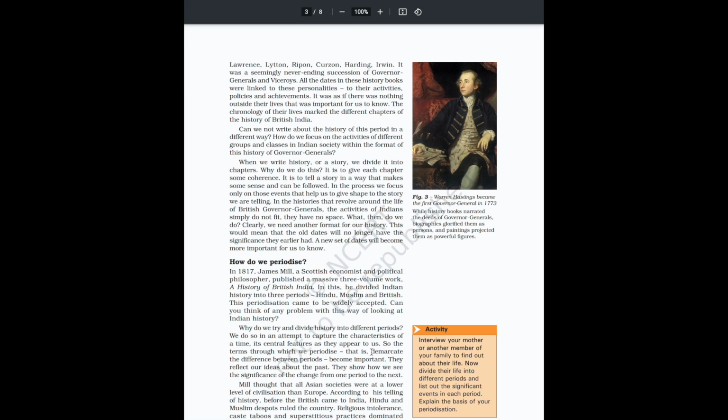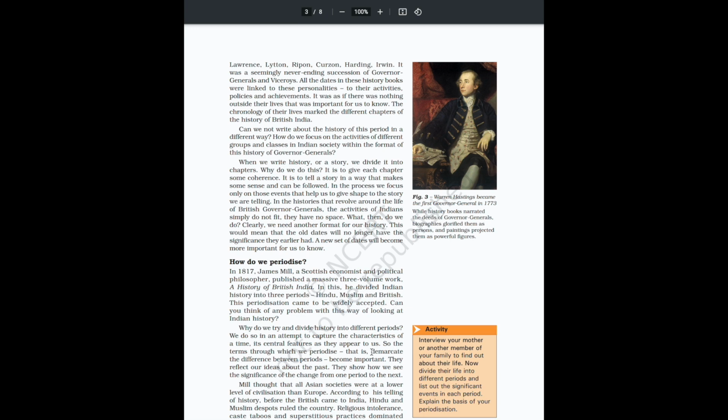All the dates in these history books were linked to these personalities, to their activities, policies, and achievements. It was as if there was nothing outside their lives that was important for us to know. The chronology of their lives marked the different chapters of the history of British India.